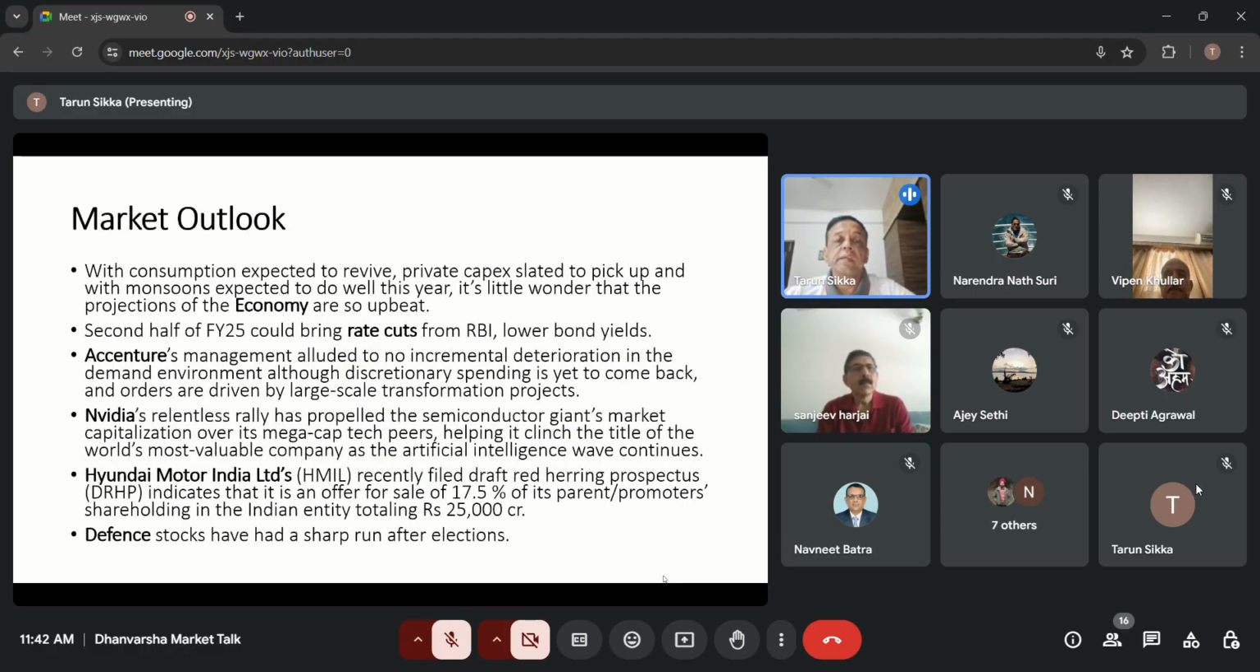Now the market outlook. With consumption expected to revive, private capex slated to pick up, and with monsoons expected to do well this year, it is little wonder that the projections of the economy are so upbeat. In the State of Economy report in June, RBI expects GDP growth at 7.6% and CPI at 4.4% in FY25. The construction sector is expected to do well, fueled by infra development in the form of road networks and metro connectivity. The rise in export-linked schemes has led to greater participation in global value chains.